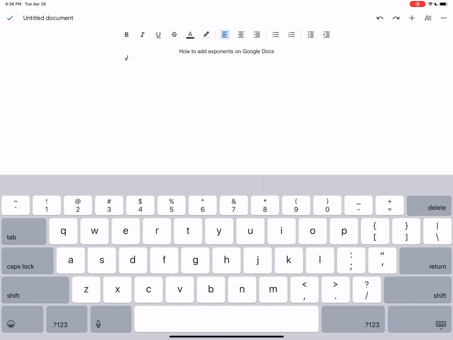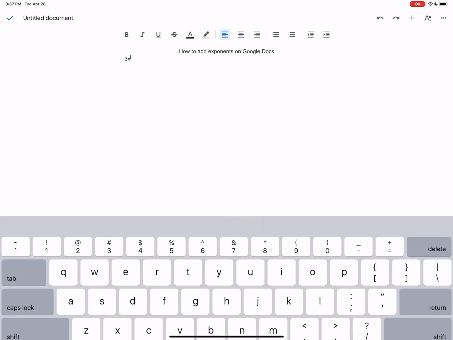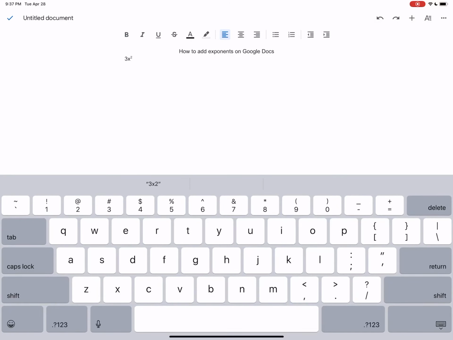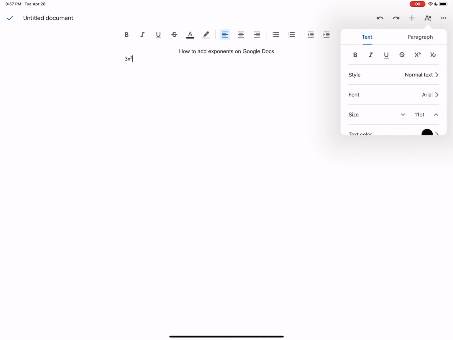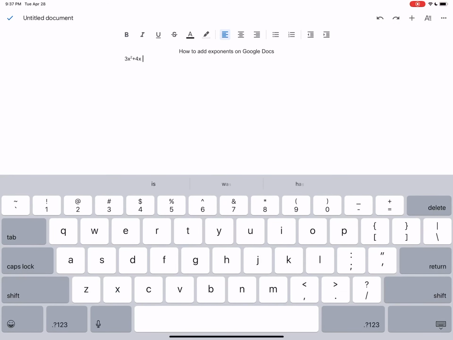I'm going to do it again. Say I wanted to write 3x squared minus 5. So I type my 3x out. I go to the A, that means A paragraph, and I click on the x squared. I type out my 2, go back to the A, undo the x squared, and then I do plus 4x. I don't know, whatever the equation is.